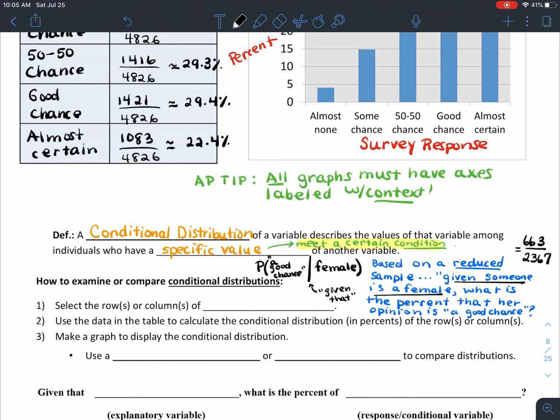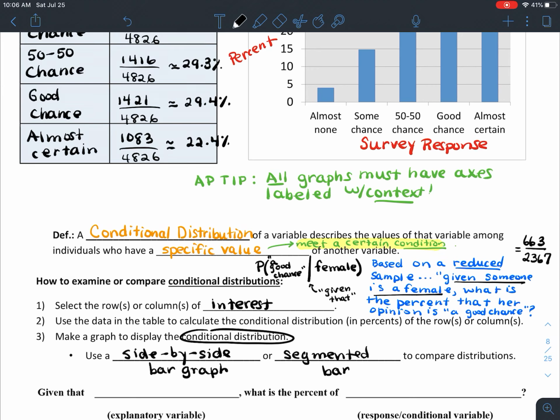We're going to select the row or column of interest, so it depends on what we're talking about. In this example, the column of interest was females, given that someone is a female. You're going to use the data in the table to calculate the conditional distribution, just like I demonstrated there. And then you could make a graph to display it. Often what is used to display conditional distributions is one of two things: either a side-by-side bar graph, that's my preference, or a segmented bar graph. One of those two.